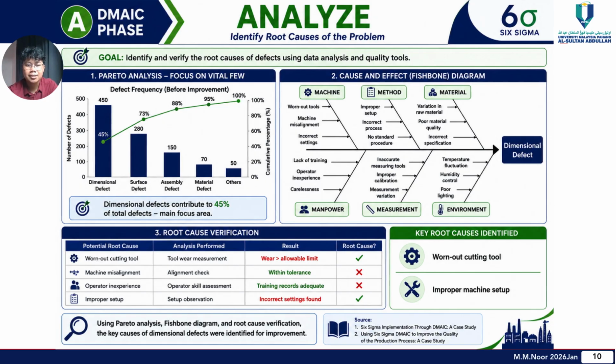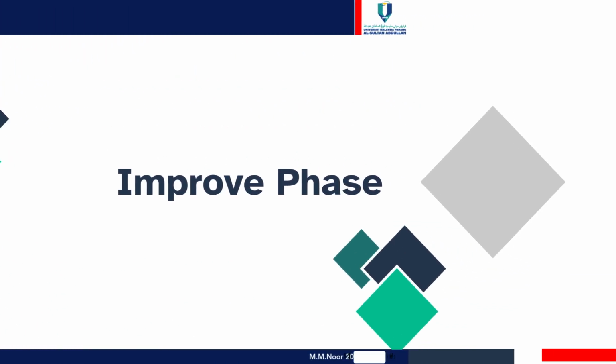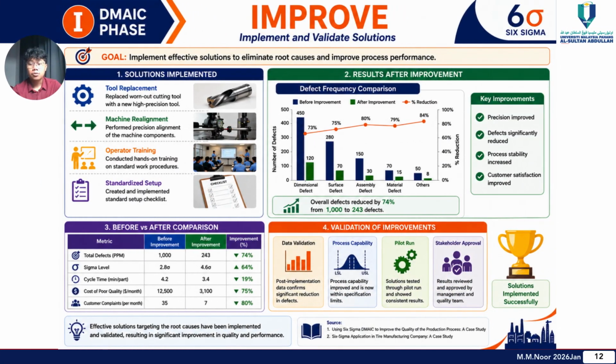in the next stage. Next is the improve phase. After identifying the root cause, we move to the improve phase. The objective of this phase is to implement and validate solutions that can eliminate the causes of the defect.